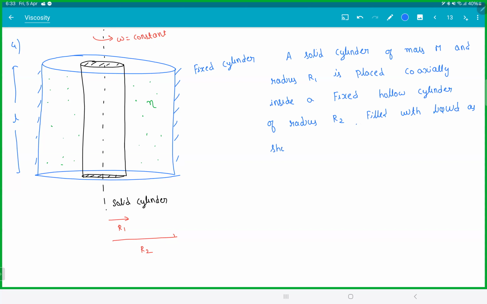First one. Find the velocity of the layer at a distance x, where x lies between R2 and R1. Remember, you can't use that dv by dz. It's not a thin layer. So dv by dz won't be equal to v2 minus v1 by z2 minus z1. This is not valid anymore. This is not a thin layer.